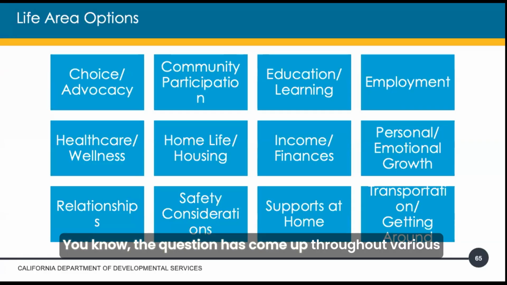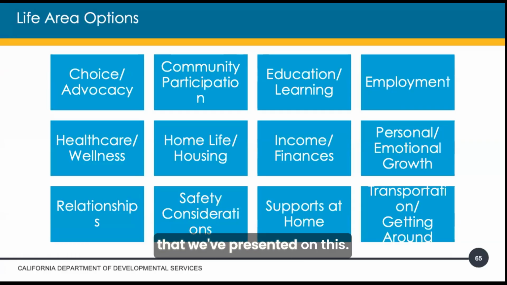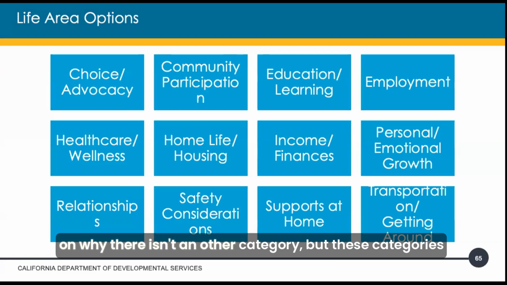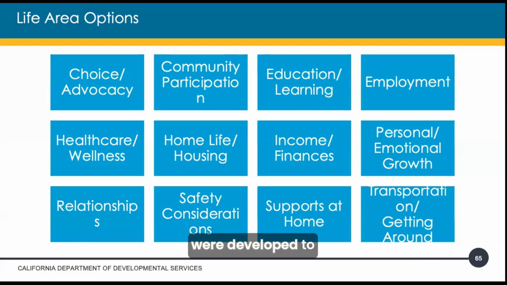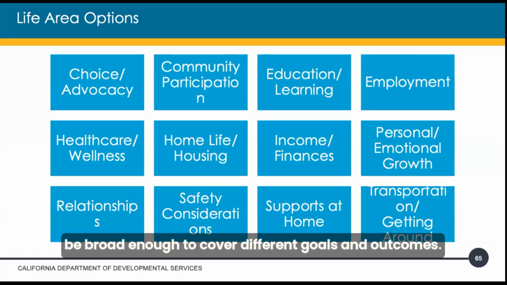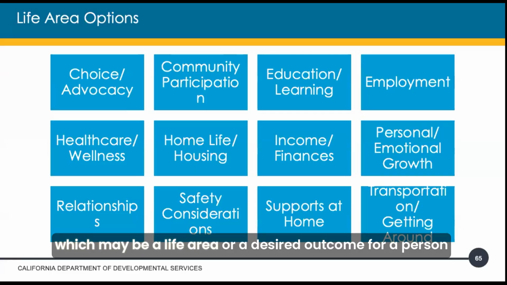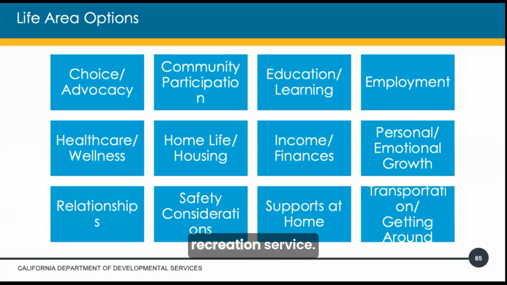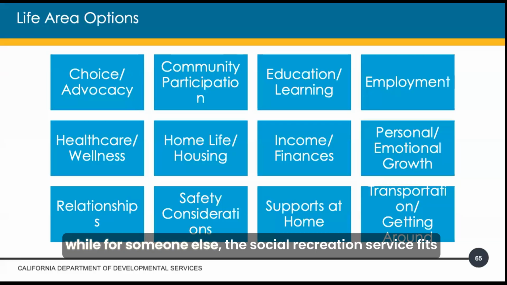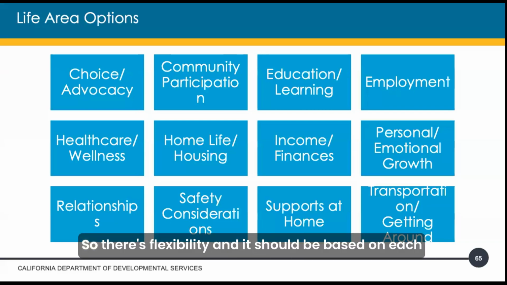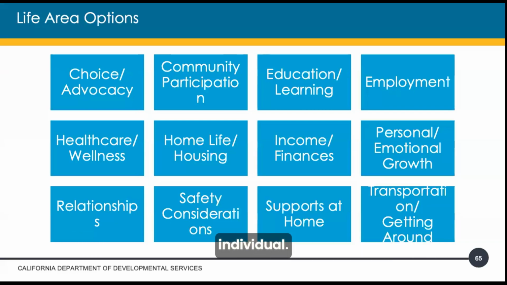The question has come up at various times that we've presented on this about why there isn't an other category, but these categories were developed to be broad enough to cover different goals and outcomes. An example would be community participation, which may be a life area or a desired outcome for a person seeking a social recreation service. While for someone else, the social recreation service fits more appropriately with building and developing relationships within that life area. So, there's flexibility and it should be based on each individual. Next slide.